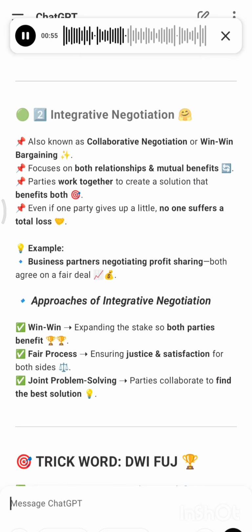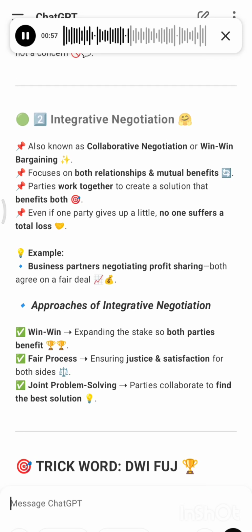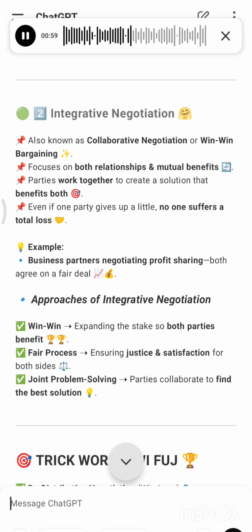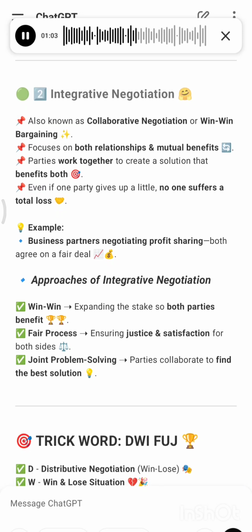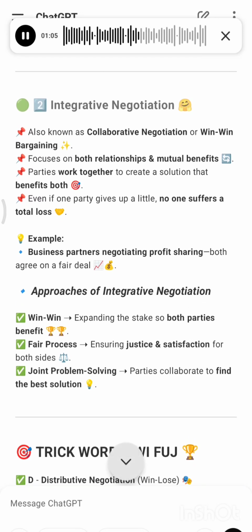Integrative negotiation, also known as collaborative negotiation or win-win bargaining, focuses on both relationships and mutual benefits. Parties work together to create a solution that benefits both. Even if one party gives up a little, no one suffers a total loss. Example, business partners negotiating profit sharing, both agree on a fair deal.